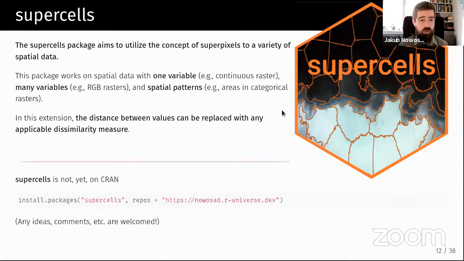The package is not yet on CRAN, but you can easily download it from the R-universe server. I've put all of the instructions in the Mattermost channel, so you can look at how to install it. And as I mentioned, this package is at a fairly early stage, so I look forward to any ideas, comments, suggestions, bug reports, and it could still change quite a bit in the future.